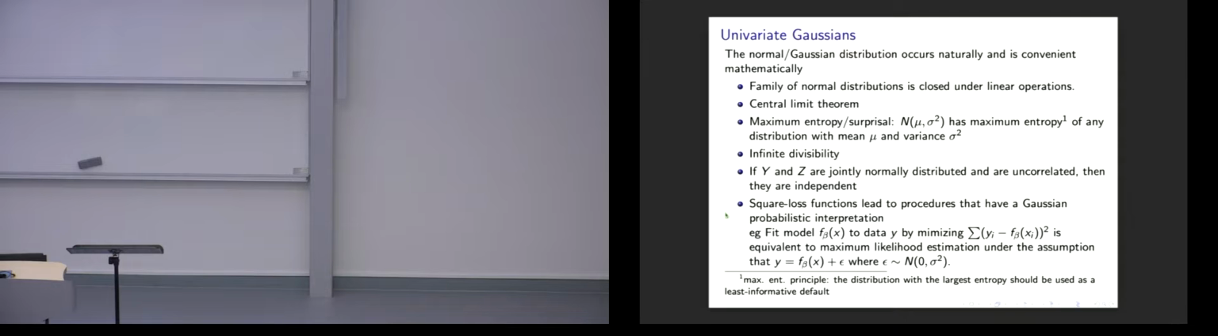Perhaps the final motivation is that many of the algorithms we write down have a probabilistic interpretation in terms of Gaussian errors. For example, suppose we're fitting some model f of x, parameterized by beta, to some data y. You want to predict y with that model f of x. One way we might do that is to choose the betas to minimize a sum of squared errors, like least squares regression. You look at the errors, you square them, you add them all up. It's easy to see that this is equivalent to maximum likelihood estimation, assuming you've got Gaussian errors.